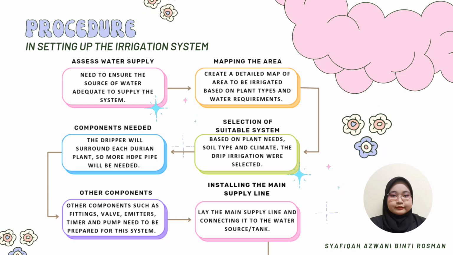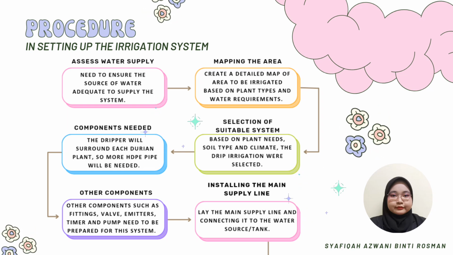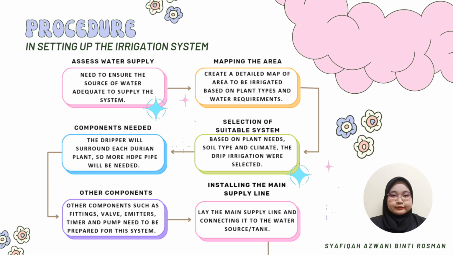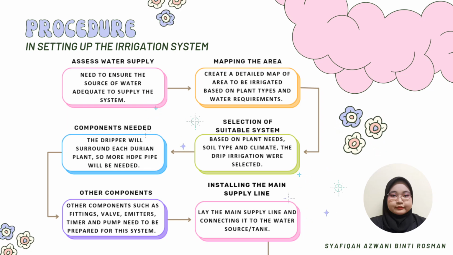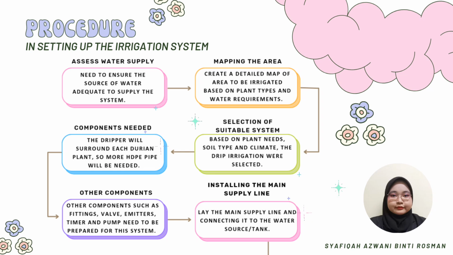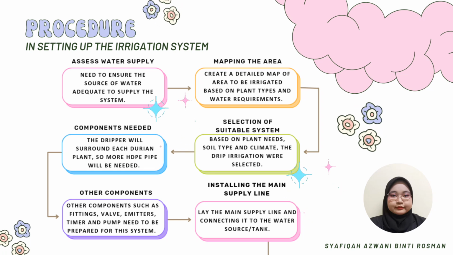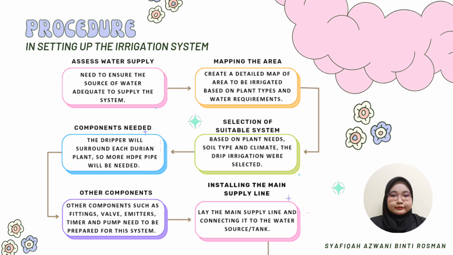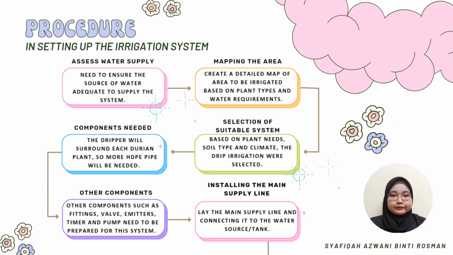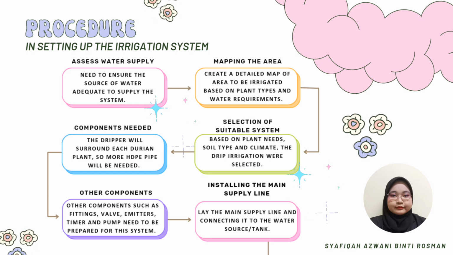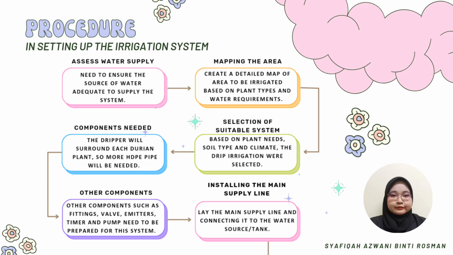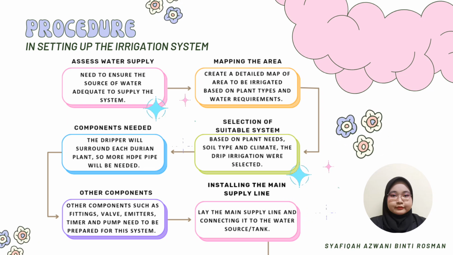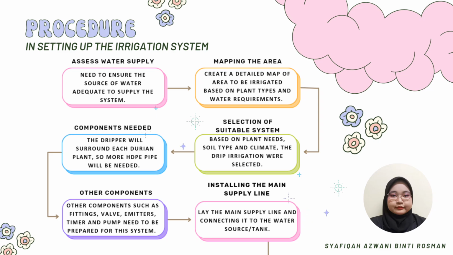Next, components needed. The dripper will surround each durian plant, so more HDPE pipe will be needed. In this project, we will use HDPE as the type of the materials. Next, the other components such as fittings, valve, emitters, timer and pump need to be prepared for this system. Next, installing the main supply line. Lay the main supply line and connect it to the water source or the tank.